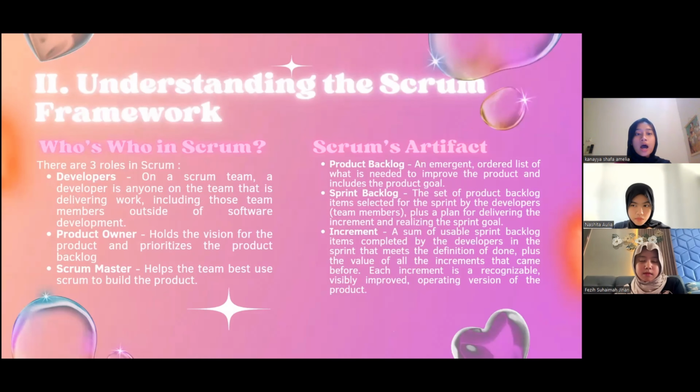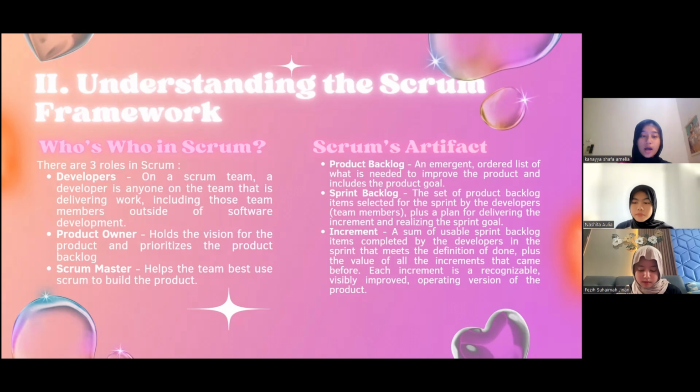Second one, understanding the Scrum framework. So who's who in Scrum? There are three roles in Scrum. First, developers. Developers are part of the Scrum team. A developer is anyone on the team who is delivering work, including those team members outside of software development.